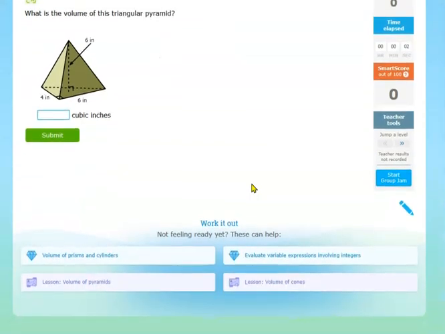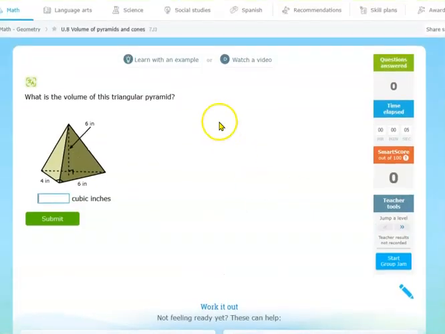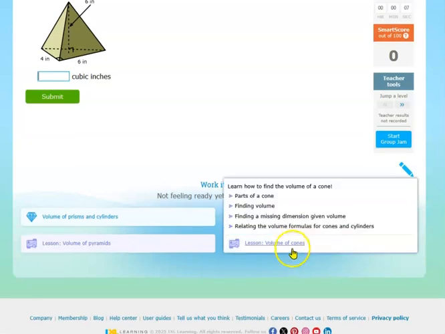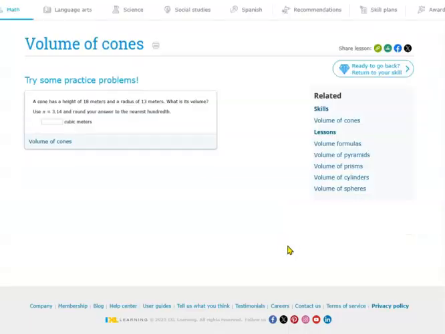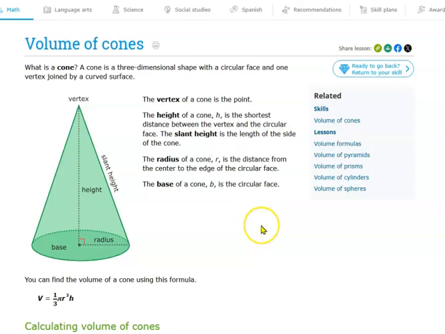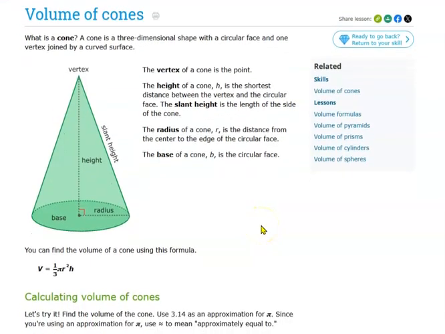Let's go down and let's look at the lesson for volume of a cone, because remember this lesson title says pyramids and cones. Okay, so what is a cone? A cone is a three-dimensional shape with a circular face and one vertex joined by a curved surface. So it seems like a pyramid and a cone are exactly the same thing. The only difference is the base of the cone is always going to be a circle, but the base of a pyramid is going to be some kind of a polygon that's not a circle. So it's going to be a rectangle or a triangle or something like that.